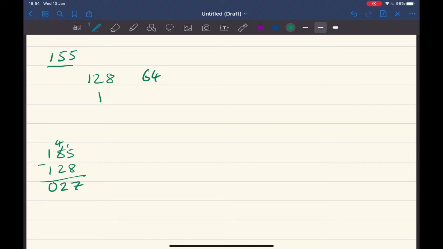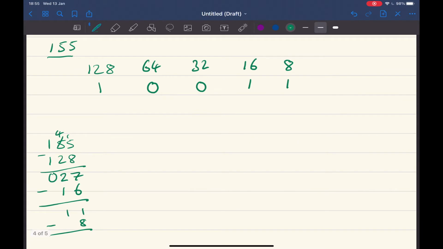So we say on 27, does 64 fit into 27? That's a no. Does 32 fit into 27? No. Does 16? Yes, so it's a 1, and then we minus off the 16. So 27 minus 16 is 11. So we say, does 8 fit into 11? Yes, so we put a 1. We minus the 8. The answer is 3.